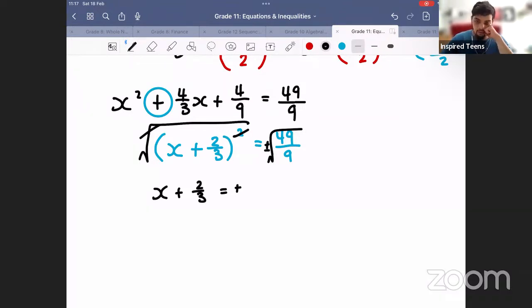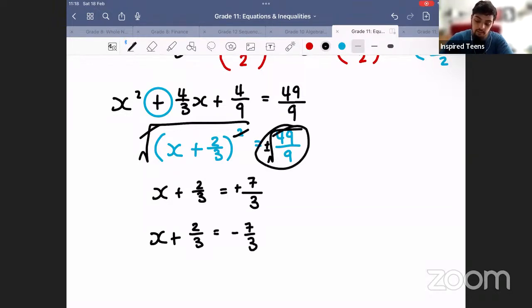Okay, root 49 over 9. You can square root. It's an exponent. It's a third rule. Okay, but we will get to exponents. You don't really need to know it right now. I mean, you should know it by now, but we will revise exponents at a certain time. So you actually square root the top and square root the bottom. Square root 49 is 7. Square root 9 is 3. And we're going to have x plus 2 over 3 is equal to plus or minus 7 over 3.